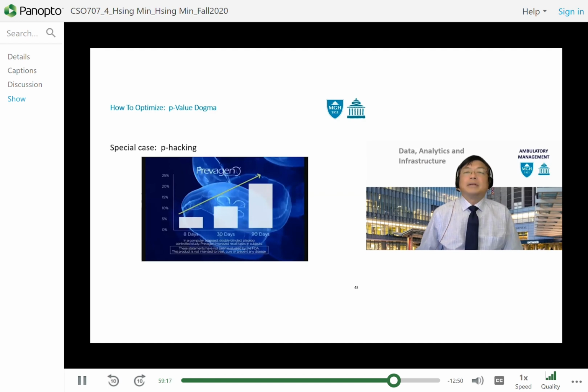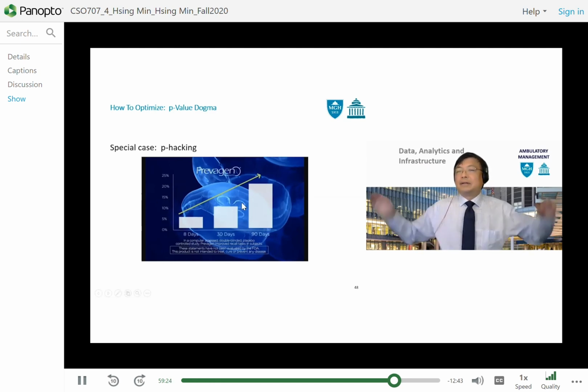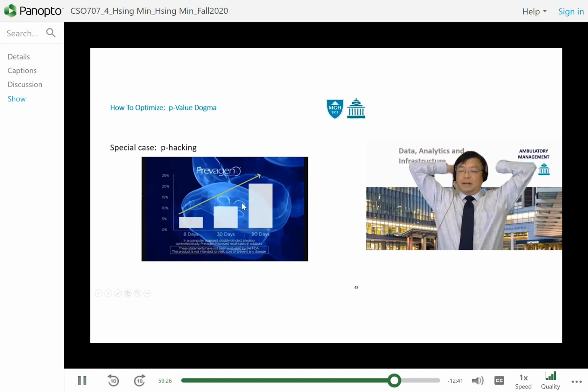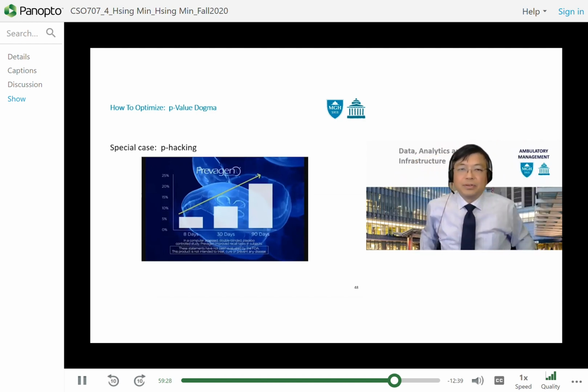P-hacking, let's see, this is another example of p-value error. I actually saw this recently in a COVID study, but the example I'm showing you is an older one. It showed the effectiveness of a drug after 8 days, after 30 days, and after 90 days. So what's wrong with this picture? What's missing?